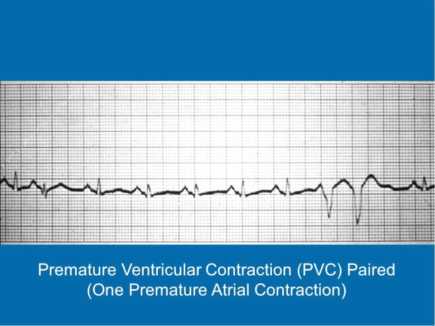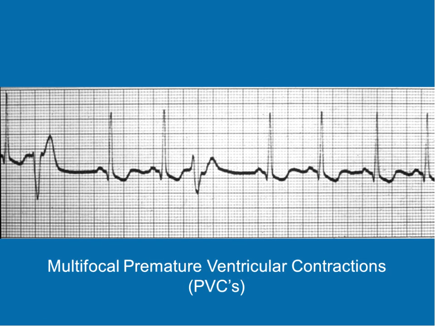Now this is something we would call a couplet. There's two early beats right next to each other. That's considered a couplet. This is a premature ventricular contraction, and this is a premature ventricular contraction. Notice they don't look alike, one to the other. So this is an example of multifocal. These are your normal beats here, more normal beats there, and this is multifocal premature ventricular contractions.